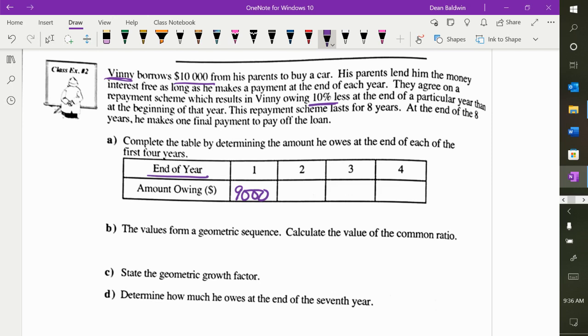1,000. So he pays 1,000 off. So he owes $9,000. Correct? Yeah. Are we okay? If it lasts for 8 years, it's not going to pay the extra 2K. Where's that going? He makes one final payment. All right.